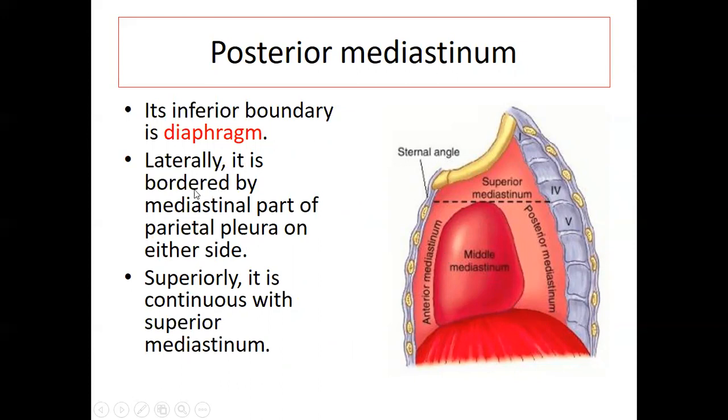And laterally, it is bordered by the mediastinal part of the parietal pleura on each side. And superiorly, this posterior mediastinum continues with the superior mediastinum. So you can see here, the posterior mediastinum is continuous with the superior mediastinum.